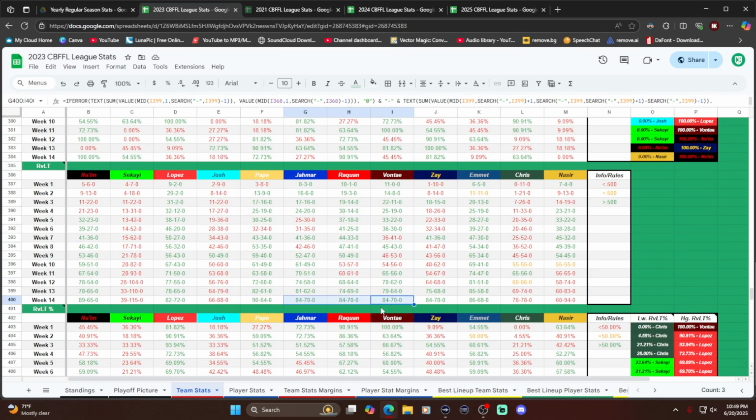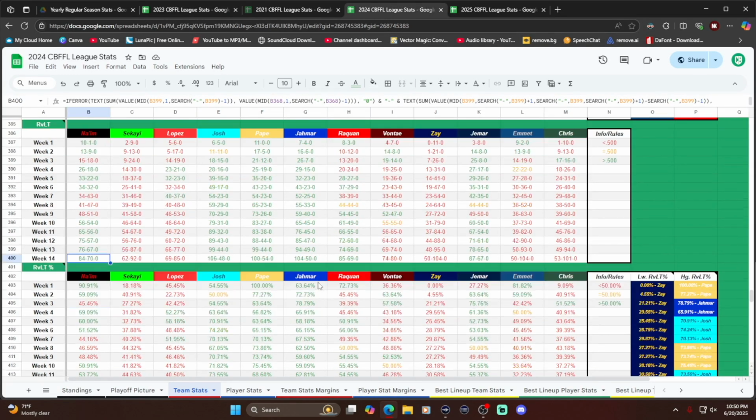Just a little fun fact here too. As you can see here, all 4 of these teams have 84-70. This is the only team that made the playoffs that year, which was Raekwon. Devontae did not make it. Zay did not make it. Jamar did not make it also. What teams made it? Naeem made it. Lopez made it. Pape made it. Raekwon, like I said, Emmett, and Chris.